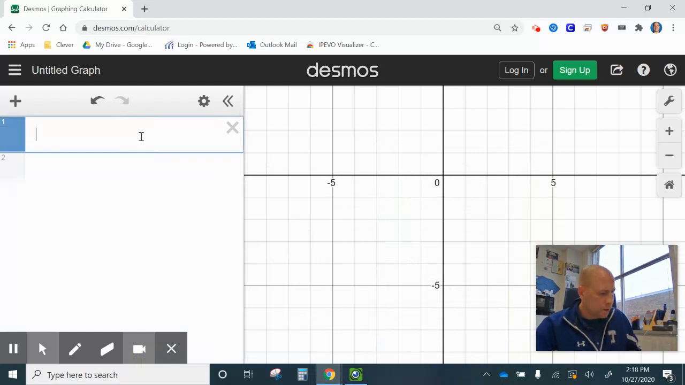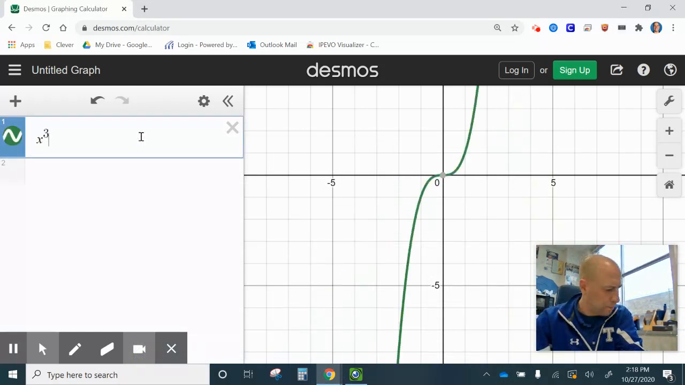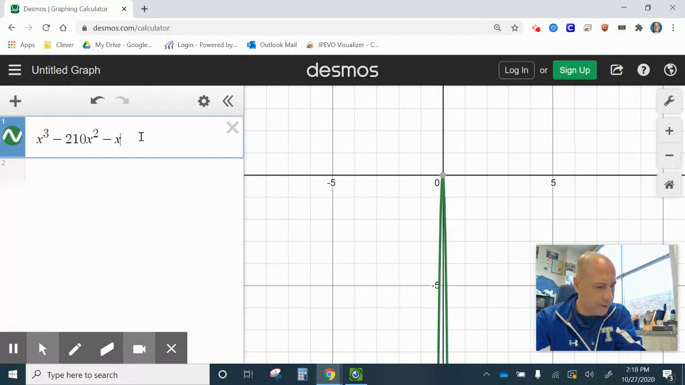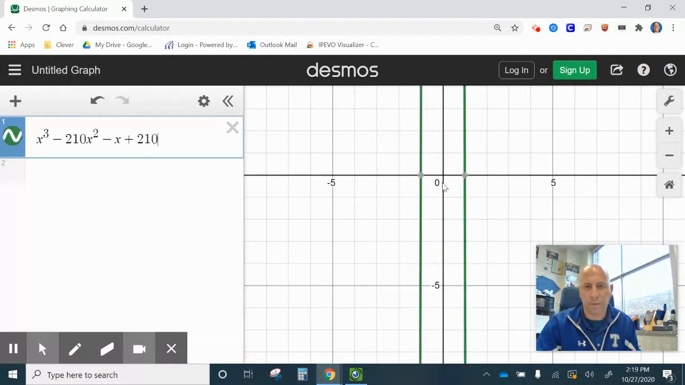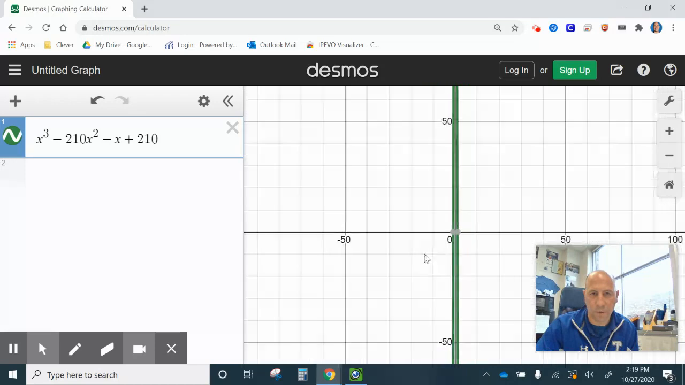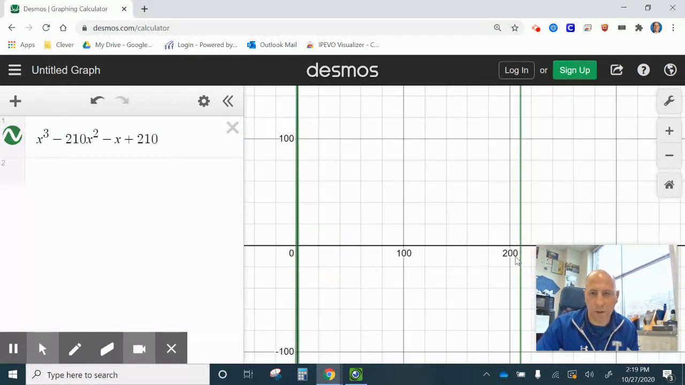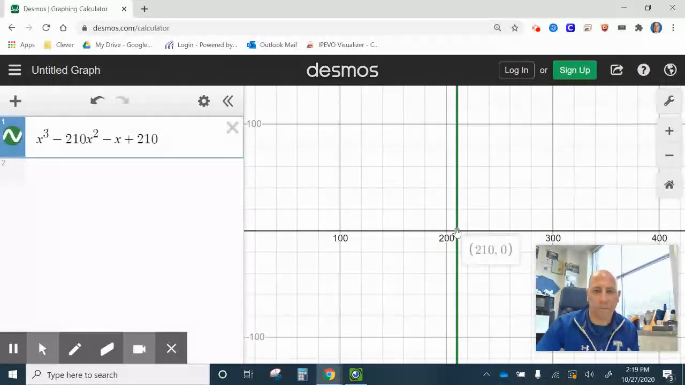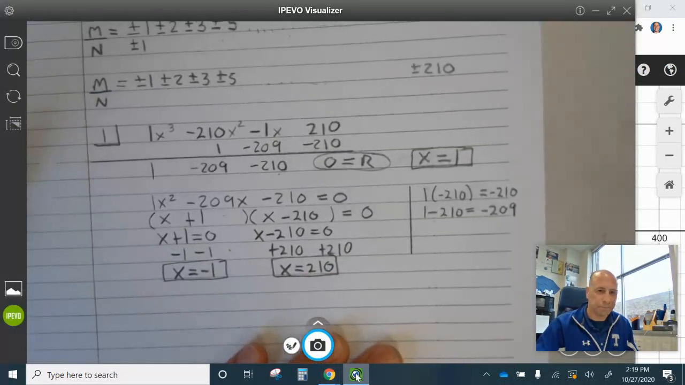Okay. Now, x cubed minus 210x squared minus x plus 210. And then there's our negative 1. There is our 1. And if we zoom out, keep going, keep going. Oh, you can see it. There's our 210. Okay. That verifies that those are correct. I heard the bell, so let's go ahead and finish up the last two examples.